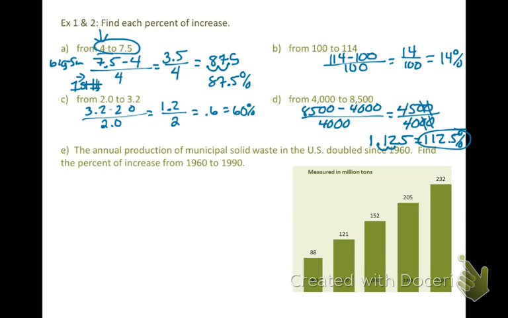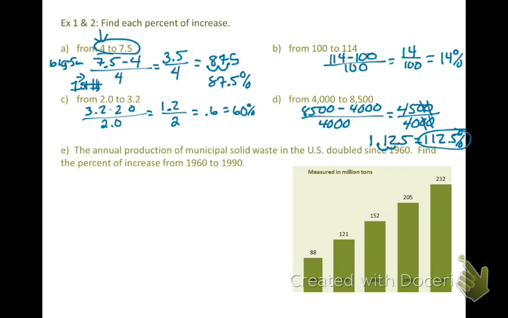Okay, so I subtracted the two numbers on top, and that was 1.2 over 2. That would become 0.6, and that's 60%. And then D is 8,500 minus 4,000 over 4,000, and notice I reduced ahead of time. You can reduce ahead of time. So it's 1.125, and you move it over 2, and it becomes 112.5%.